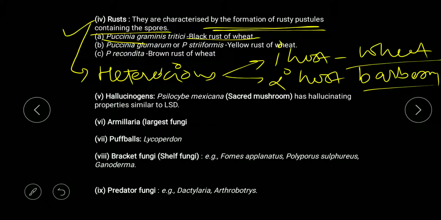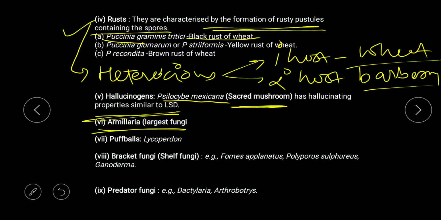Now next, the hallucinogenic Psilocybe mexicana, which is also a Basidiomycete, known as the magic mushroom. It has hallucinating properties like LSD. Hallucination means you have imagination or illusion, like something has happened but you don't remember. This condition occurs in case of hallucination.